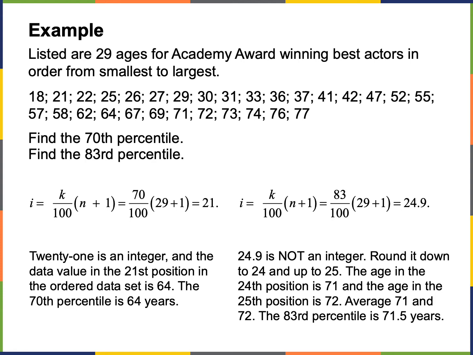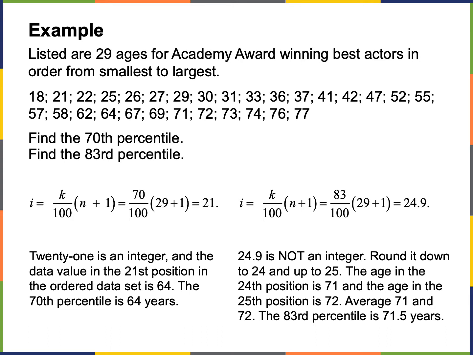What that means is that the ith position, 21, is where the percentile will be located. Counting from here, you go 1, 2, 3, 4, 5, 6, 7, 8, 9, 10, and so on, and the 21st one is here, 64. So we would say that the 70th percentile is 64 years.